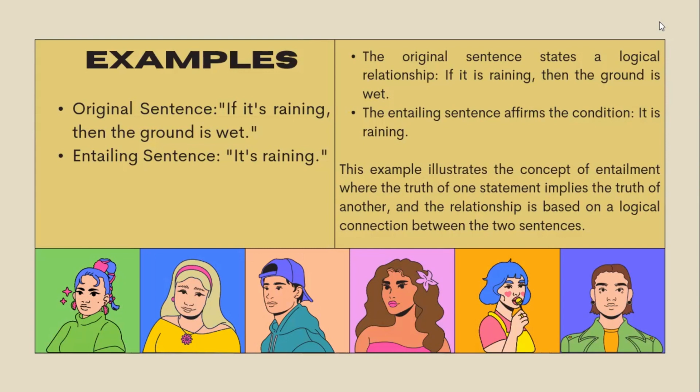So, this example illustrates the concept of entailment, where the truth of one statement implies the truth of another, and the relationship is based on the logical connections within the two sentences. Like, if it is raining, then the ground is wet. So the entailing sentence is it's raining.